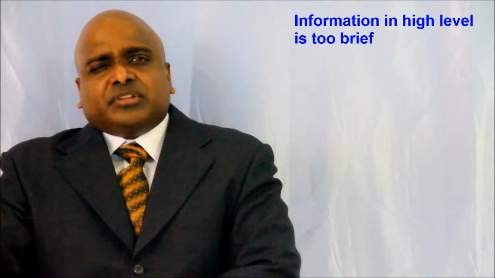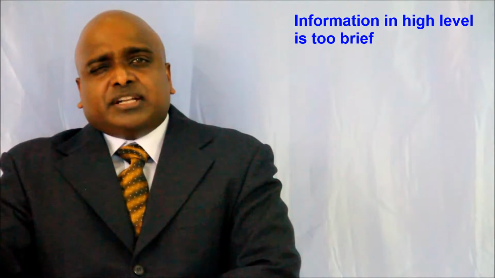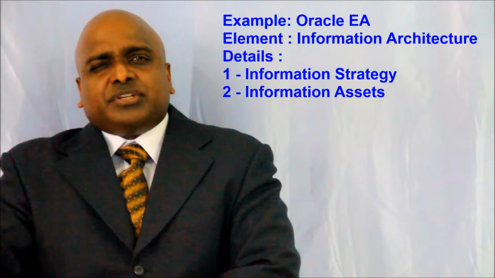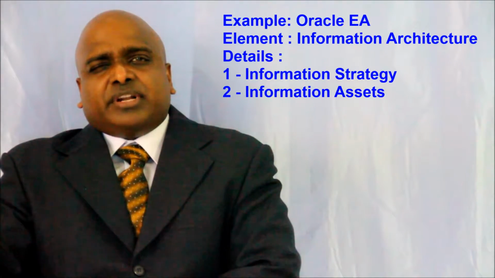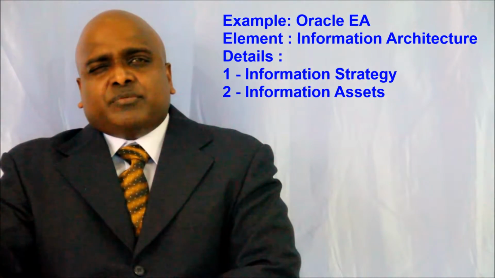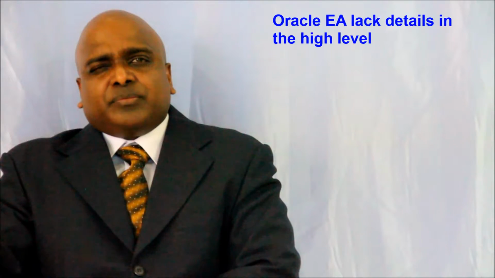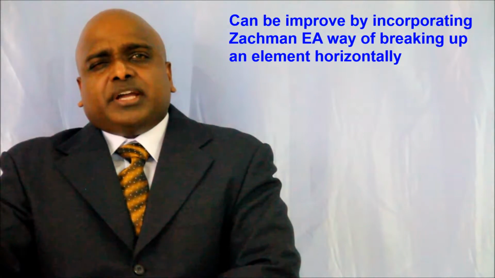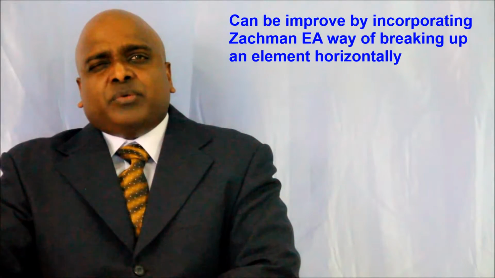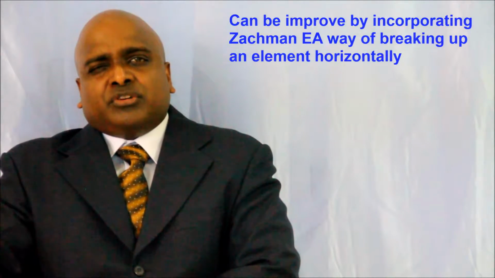At the high level, the information is too brief and the segregation is too little. For example, in the element of information architecture, all the content there is classified under information strategy and information asset. Therefore, there is a lack of detail at the high level. Hence, this could be improved by incorporating the Zachman EA way of breaking up an element horizontally.